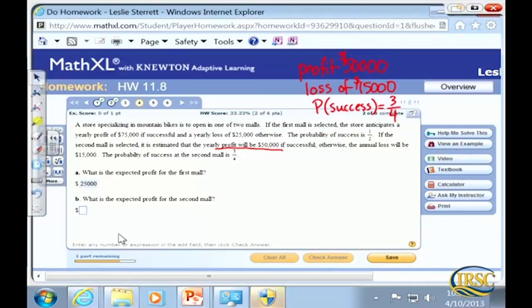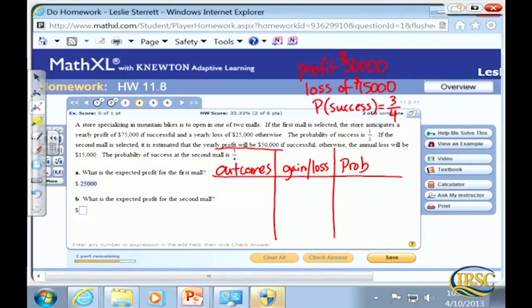Okay, let's see how you did. So we've got outcomes, gain-loss, probabilities. Okay, what are the outcomes of this one? Successful, unsuccessful. So nothing's changed here. And so the gain or loss if you're successful, okay, positive 50,000. And if unsuccessful, negative 15,000. The probability of success at this mall? 3/4. And so therefore the probability of being unsuccessful? 1/4. Good, because this has to add up to 1.